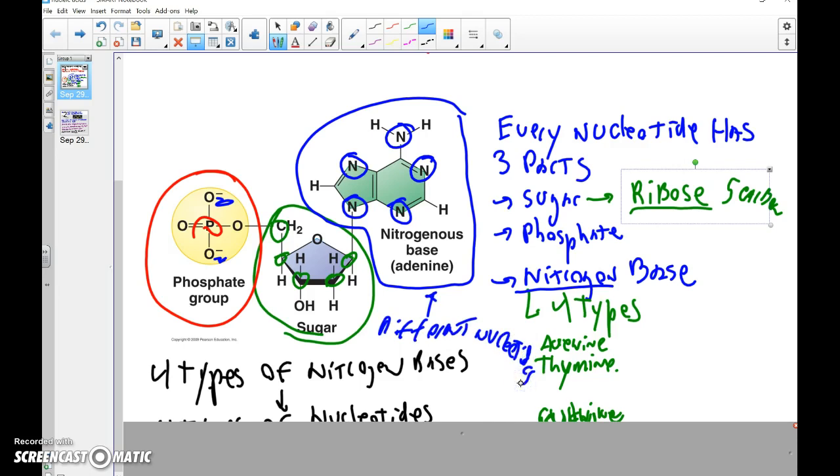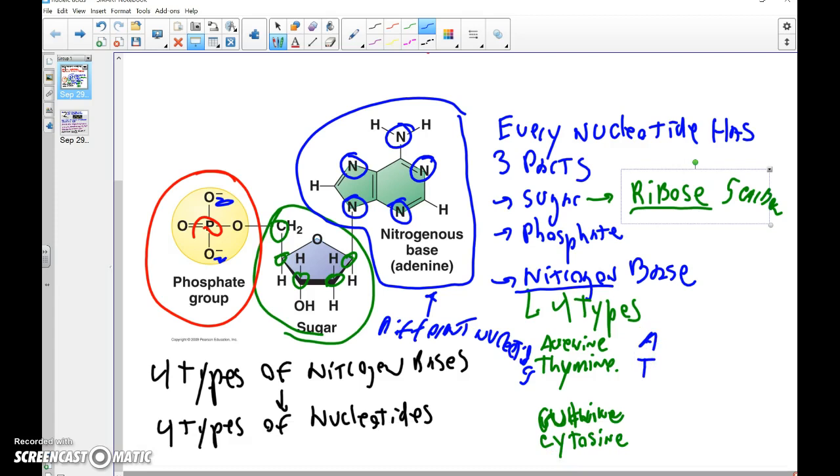See, there's 4 types of nitrogenous bases. There is what's known as adenine, which we abbreviate A, thymine, which we abbreviate T, guanine, which we abbreviate G, and cytosine, which we abbreviate C. So the 4 types of nitrogenous bases give us 4 different types of nucleotides. The adenine nucleotide has a sugar and a phosphate group, but it has the adenine nitrogenous base. The thymine nucleotide has a phosphate group, a sugar, and a nitrogen base, but it has the thymine nitrogen base.